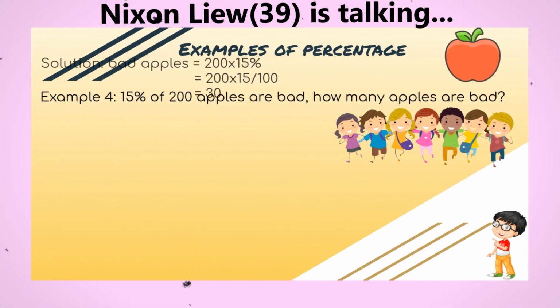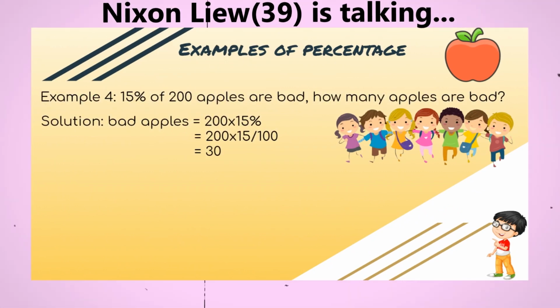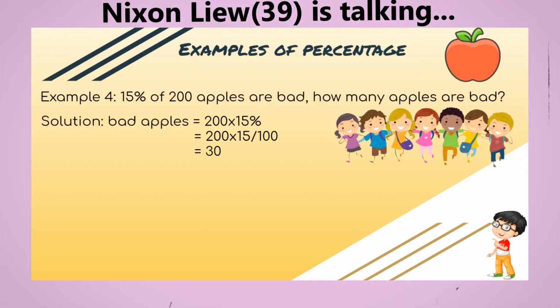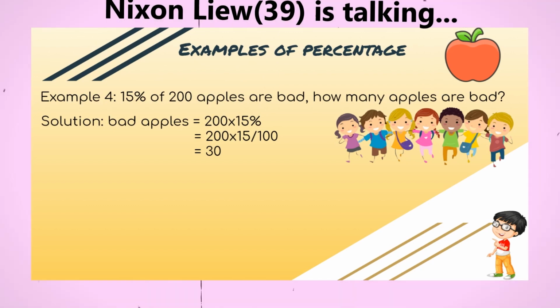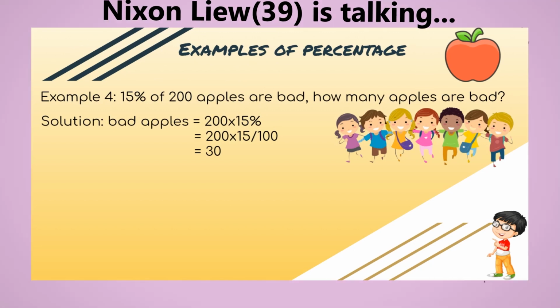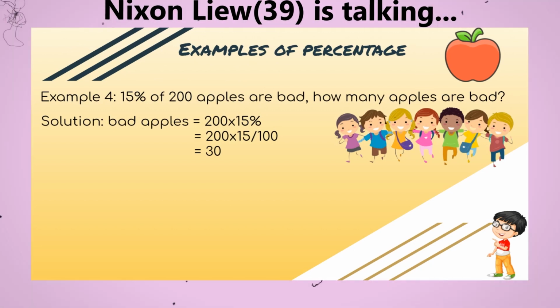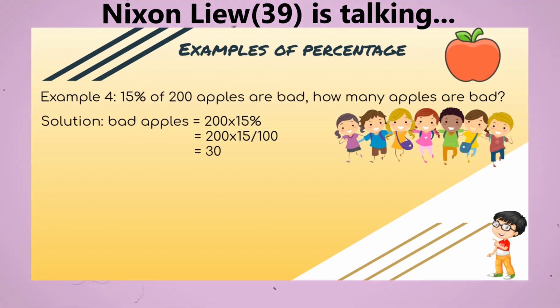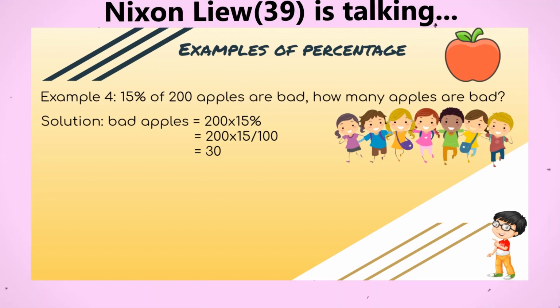Example 4. 15% of 200 apples are bad. How many apples are bad? The solution is bad apples equal 200 times 15% equal 200 times 15 over 100 equal 30.